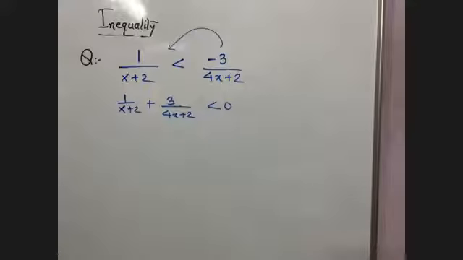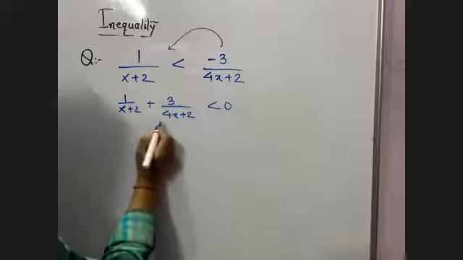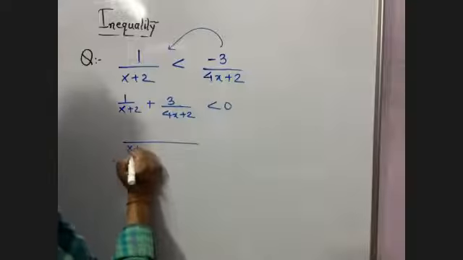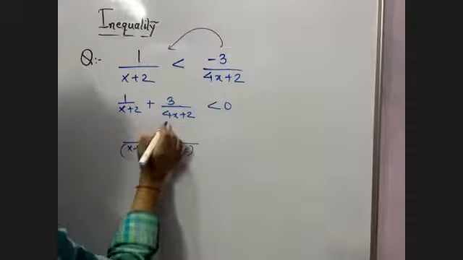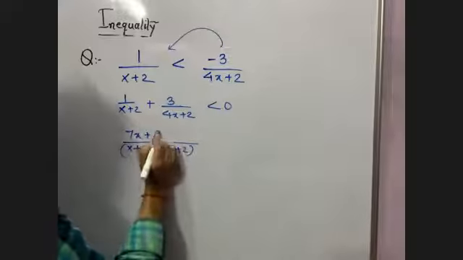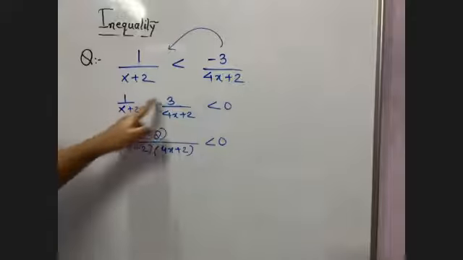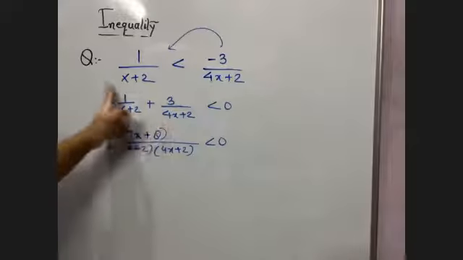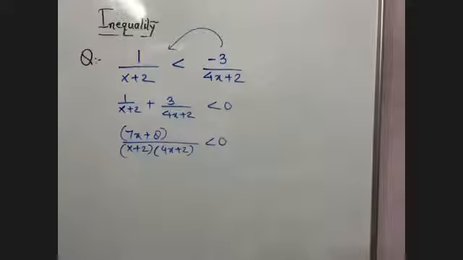I hope, beta, it is clear. Now take the LCM: x plus 2 into 4x plus 2. The numerator will be 4x plus 3x, that is 7x, plus 2 plus 6, that is 8, upon x plus 2 into 4x plus 2, less than 0. I hope till here it is clear.